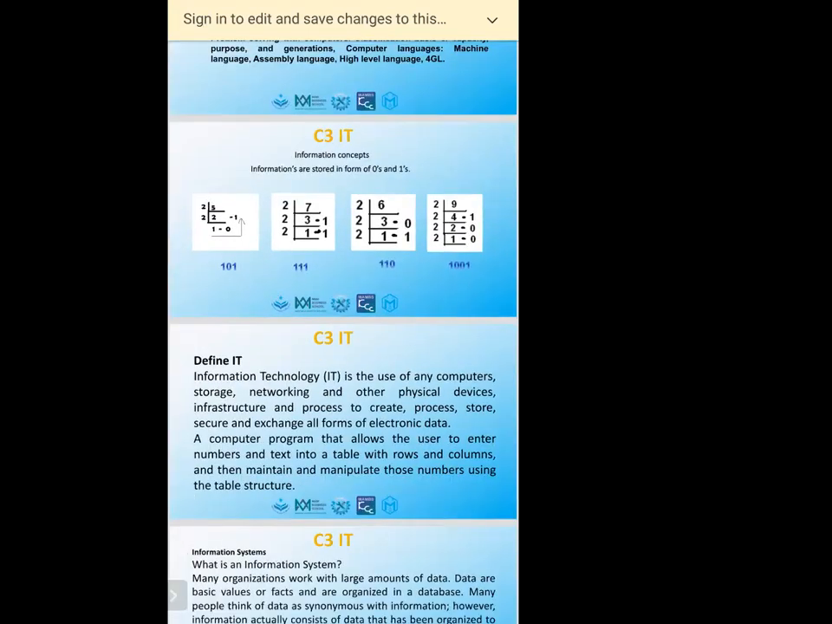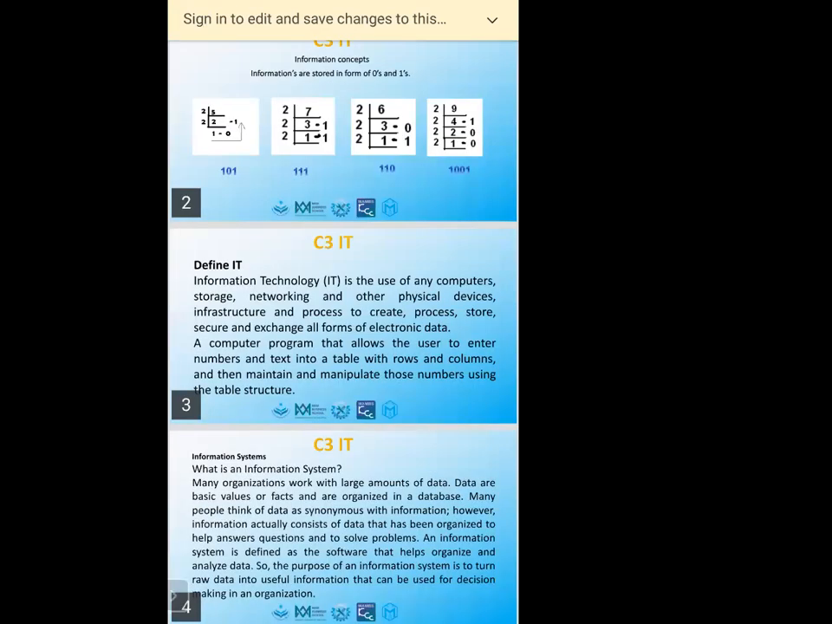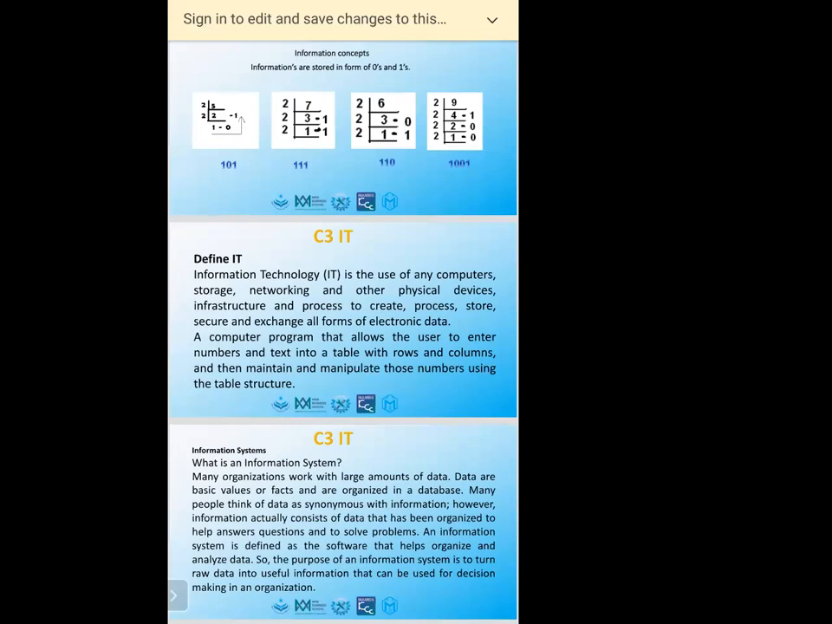Then we learned about defining the term IT. What is IT? IT means working with the computer, storage, networking, and other physical devices such as scanners, barcode readers, medical devices, and all other electronic items. Those are used to create the data, process the data, store the data, secure the data, and exchange the data in other electronic forms. That is defining IT.